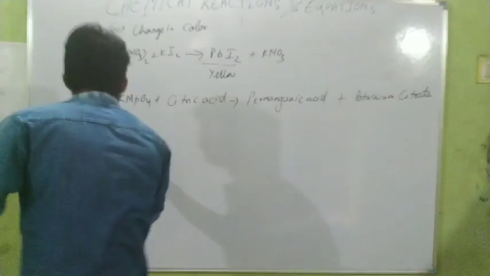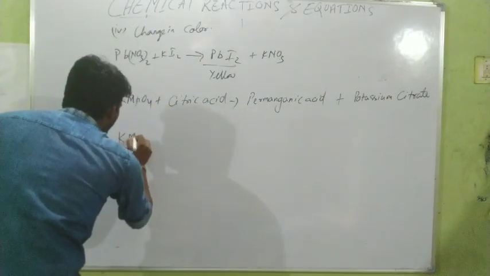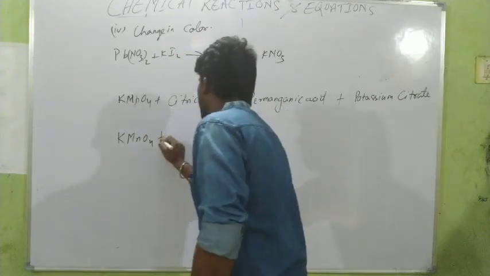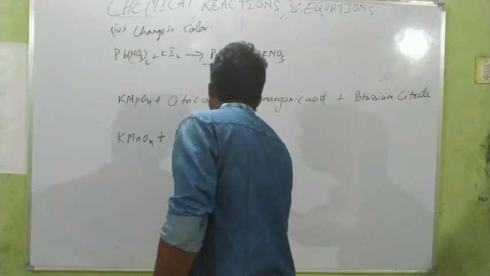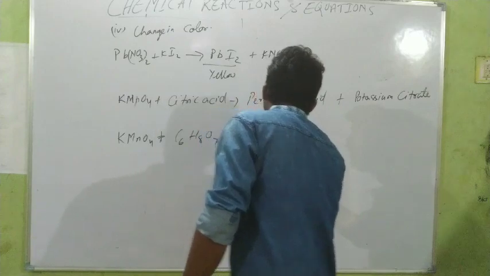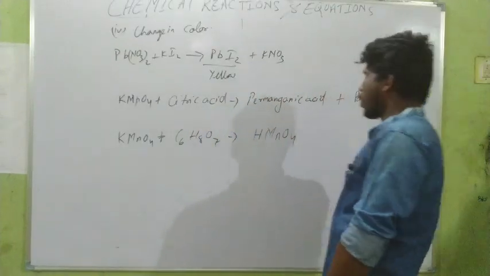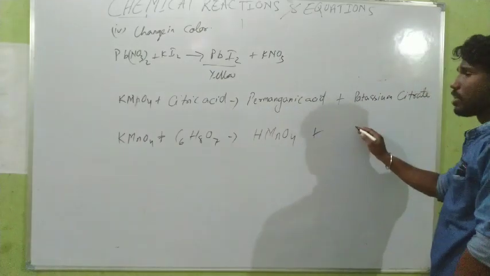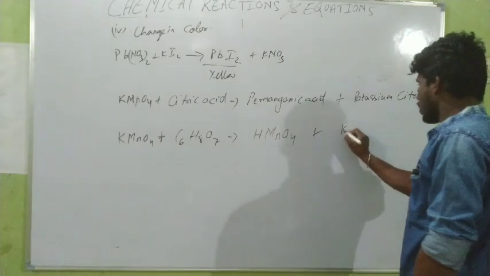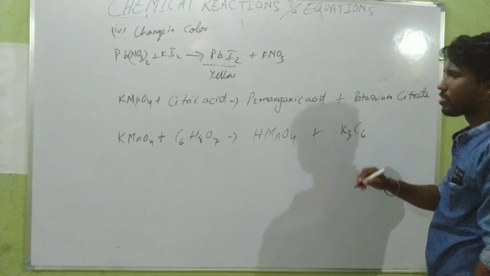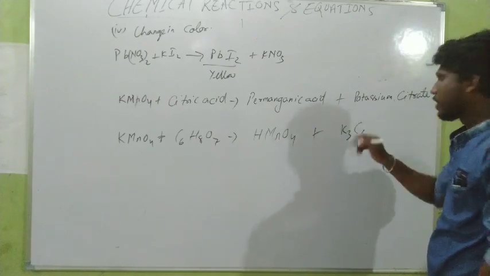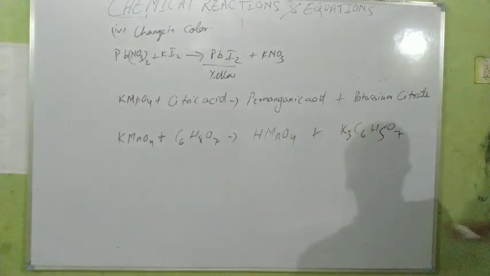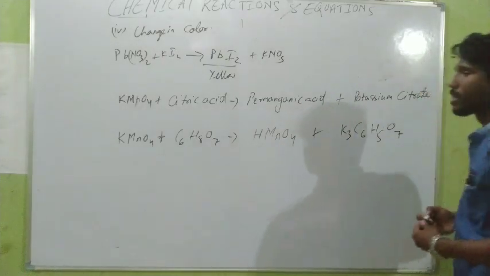So let me give you the equation first. KMnO4 plus citric acid, C6H8O7, will give you HMnO4, permanganic acid, plus potassium citrate, that is K3C6H5O7. Okay, this is a question for you.